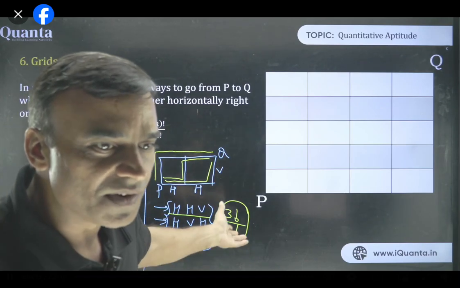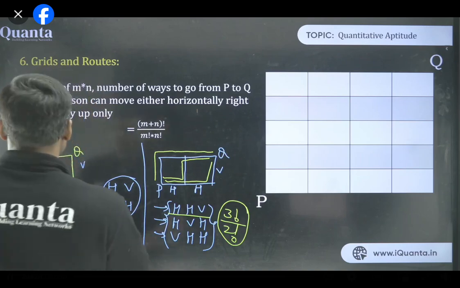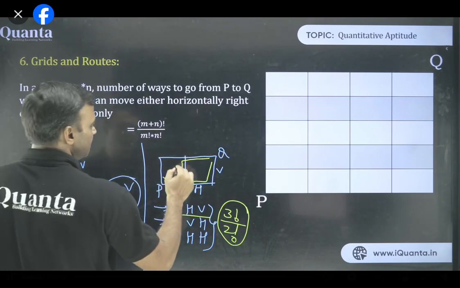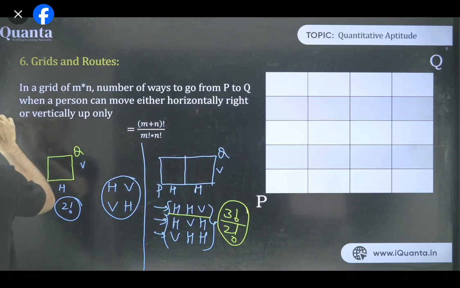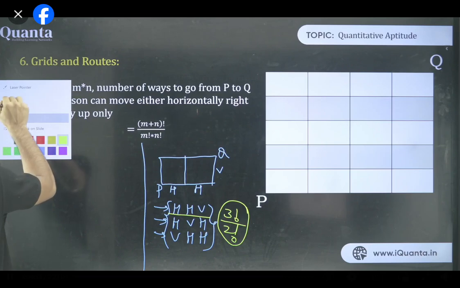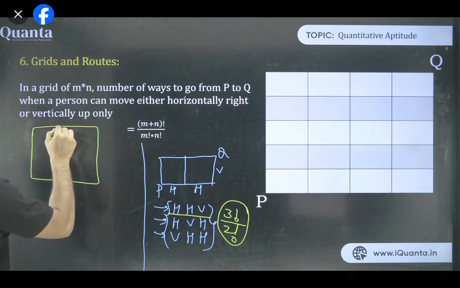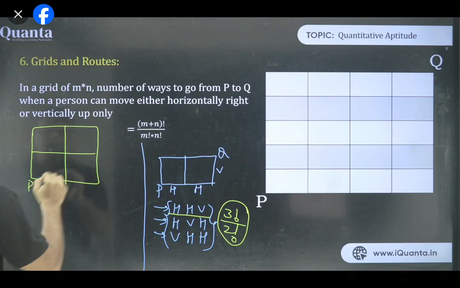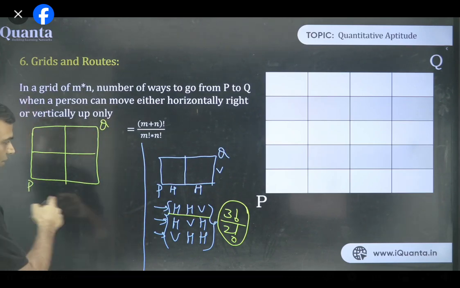Rupam, I'm just trying to give you different situations of grids, that's it. I'll just clear that a little bit. This was a type of grid. I'll give you another grid, see how it works. Look at this. If I have a grid like this, P, Q. Now in how many ways can you go from P to Q?